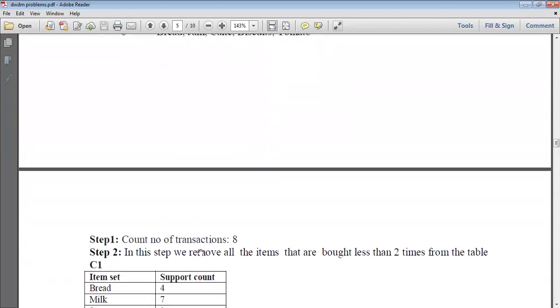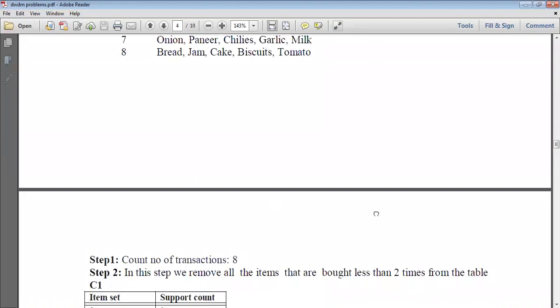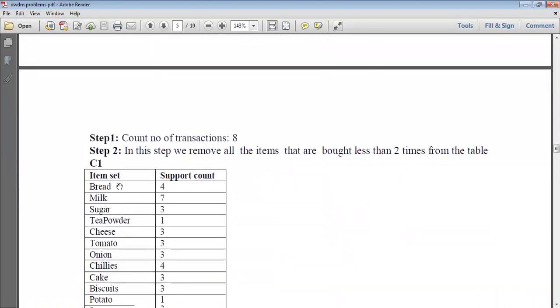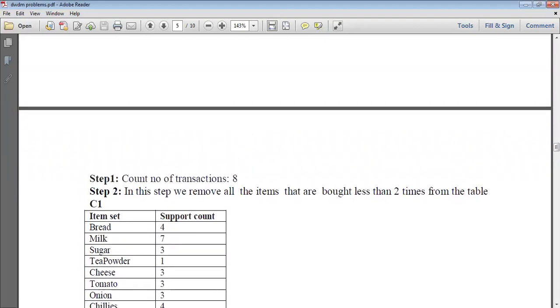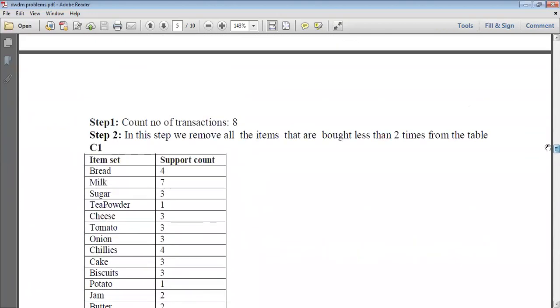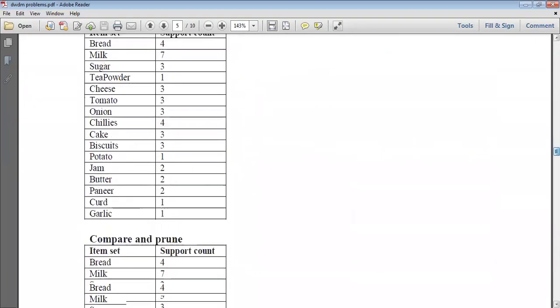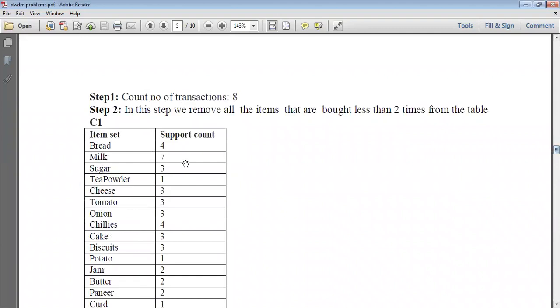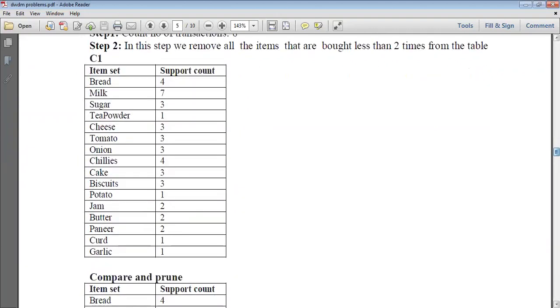So here, this is the support count. First, consider bread. How many times was bread purchased? Here, here, here, and here. So totally 4 times in 8 transactions. So you can write the support count as 4. In a similar way, milk: how many times was it purchased? 7 times. Like this, you write all the items' information, and retain the support count here.